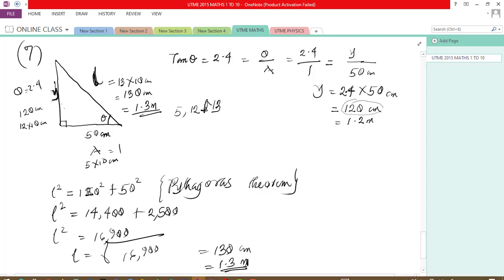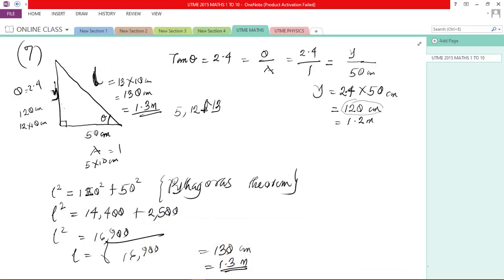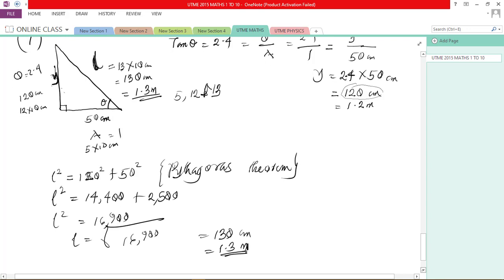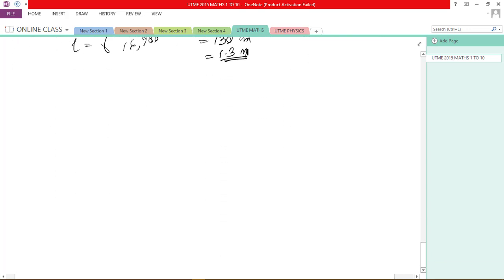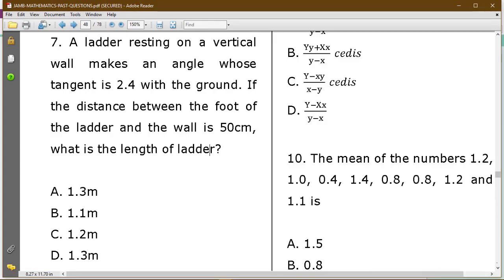So let's check our answer there. Our answer here is A. A is the answer. So we write the answer here. The answer is A. Okay, let's go. It's number 8 now. Number 8 question to be solved now.